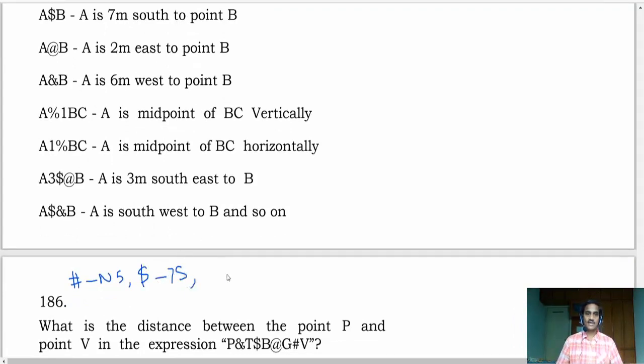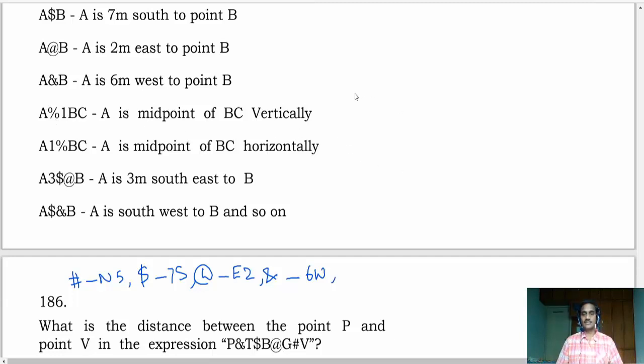South. At the rate of stands for అన్ని ఏ నుంచి బీకే ఉంది, అందుకే డైరెక్ట్ రాస్తుంది. 2 meters east of B. At the rate of is east 2 meters. And end stands for what? End stands for 6 meters west. 6 meters west. And percentage and 1.